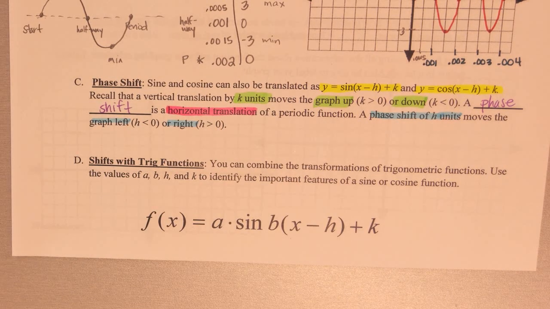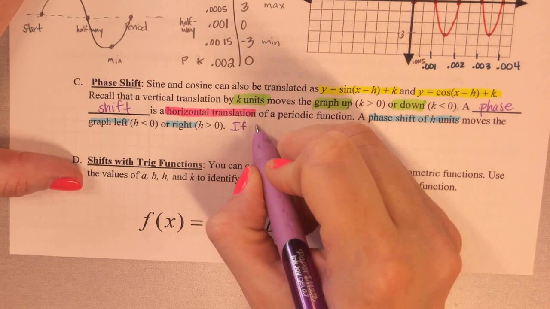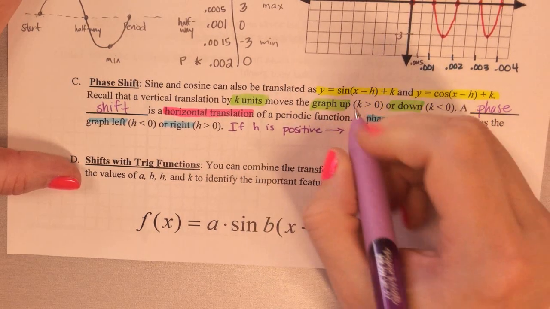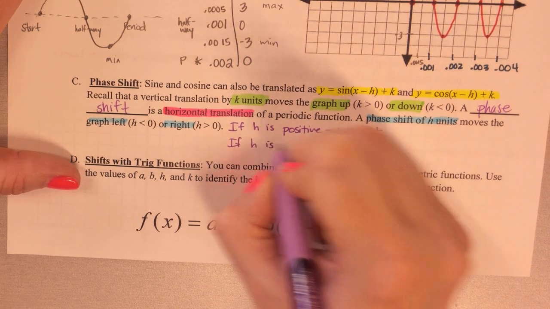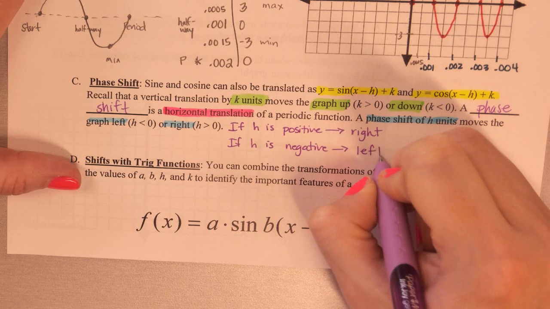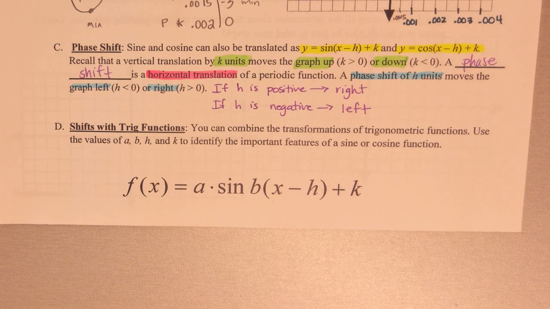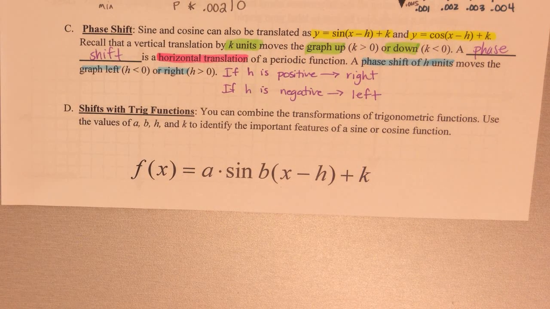So here are your cases. Okay, if H is positive, you're going to move this to the right. If H is negative, you're going to move to the left. Okay, and that is the same thing that we had when we were doing horizontal transformations. Now, when you're doing the shift with trig functions, you can combine the transformations.